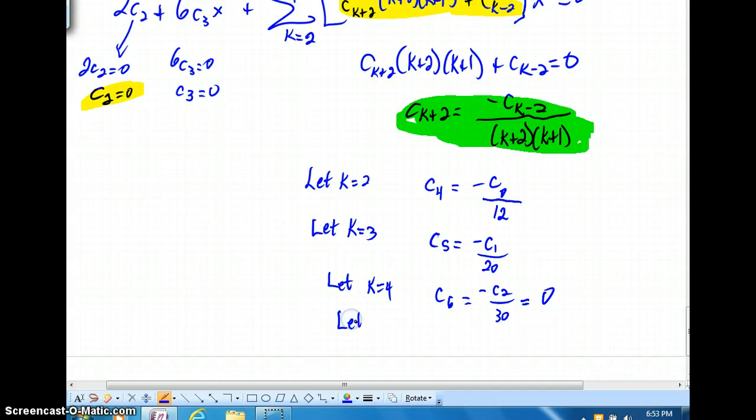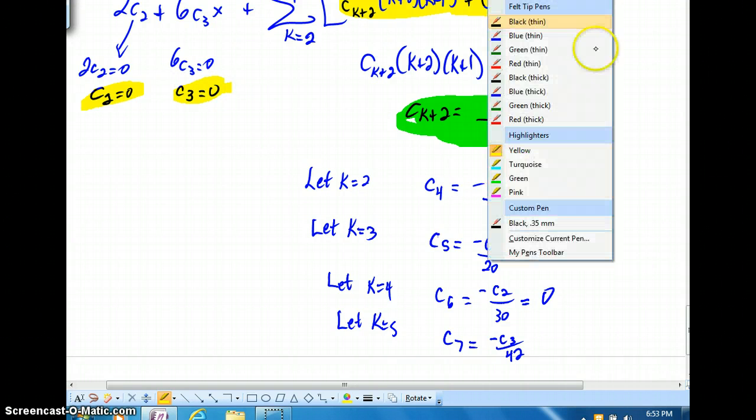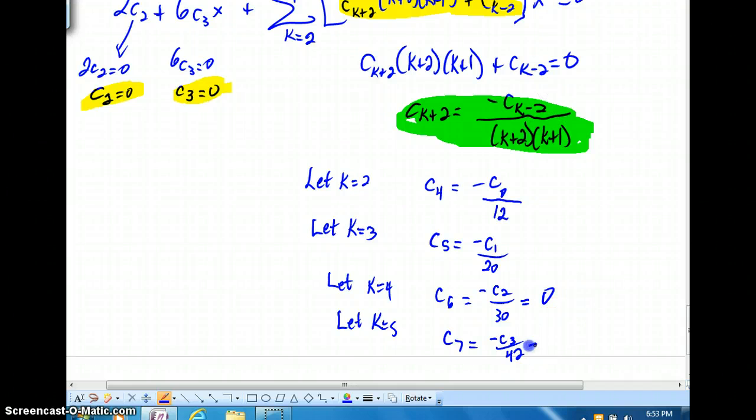Let's let k equal 5. Well, if k is equal to 5, we'd have c sub 7. 5 minus 2 is 3, so we'd have negative c sub 3. Down below, we'd have 5 plus 2 is 7, 5 plus 1 is 6. 7 times 6 is 42. But again, c sub 3 is 0. So this whole expression collapses down to 0.